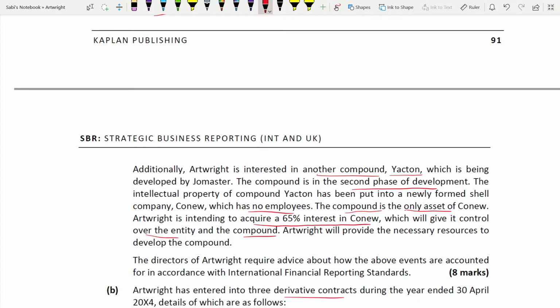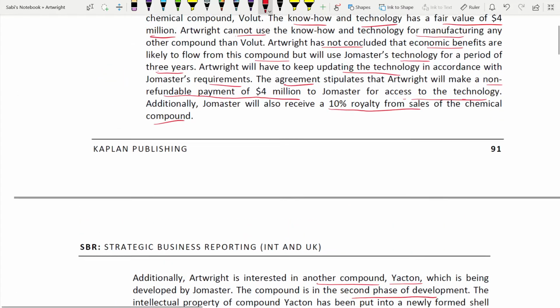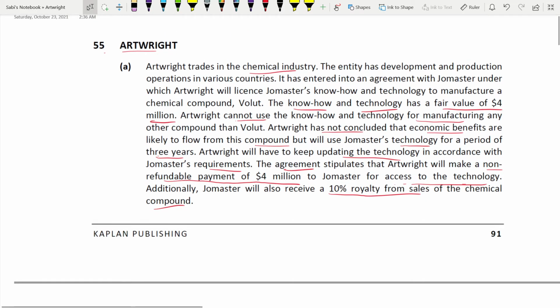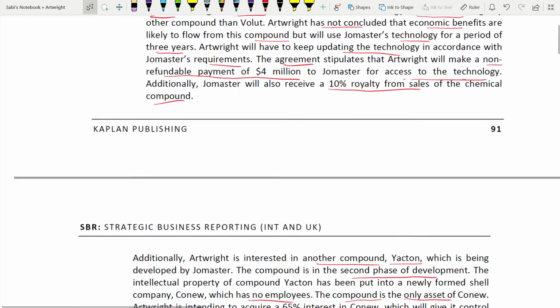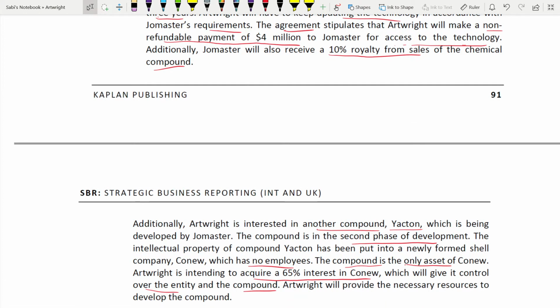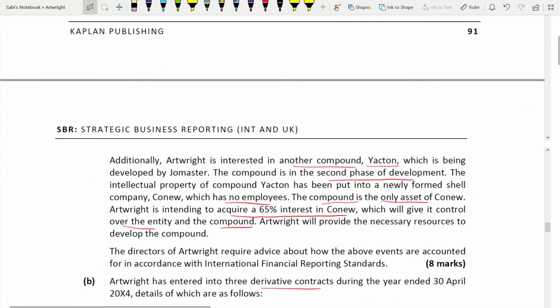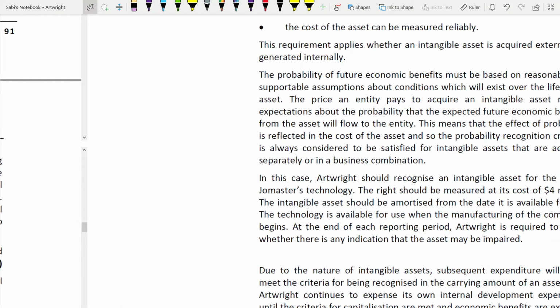There are two events. One is for the first component, that is, what is it? Wallet, or whatever, and the second component is Yakton. So there are two components, and you need to talk about how you are going to account for each. And definitely the standards will be different for the two things. It's for 8 marks, so 4 marks each. 4 marks for component 1, 4 marks for component 2.